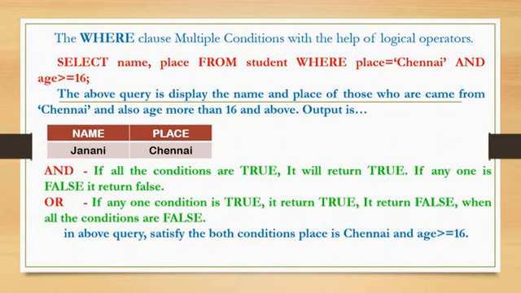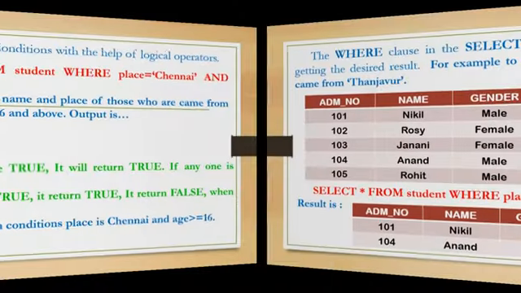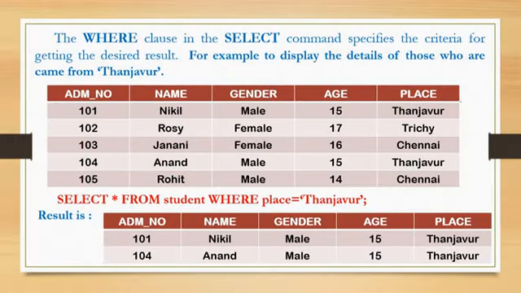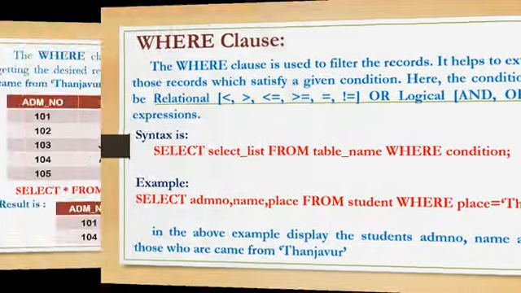See the output. Only one record is shown. See the table. Place Chennai means only one record. Age 16 means there are two records available here, but we have checked the condition. Once again, check the query.